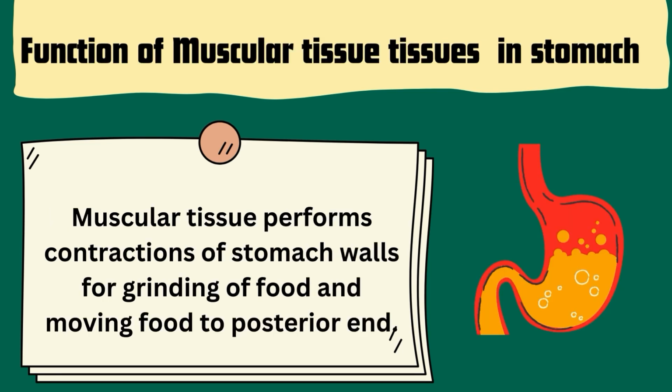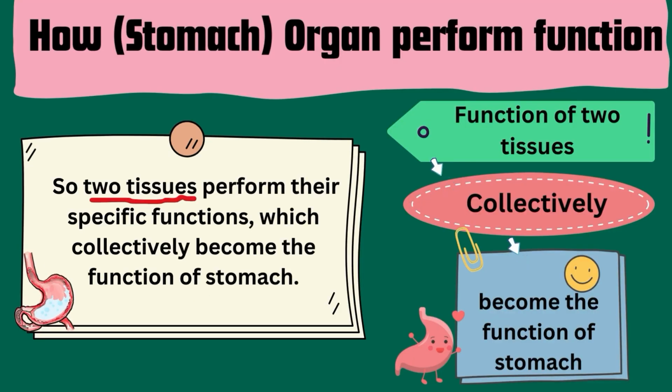Function of muscular tissue in the stomach. Muscular tissue performs contractions of the stomach walls for grinding of food and moving food to the posterior end. How does the stomach, which is an organ, perform its function? When two tissues perform their specific functions, these collectively become the function of the stomach.